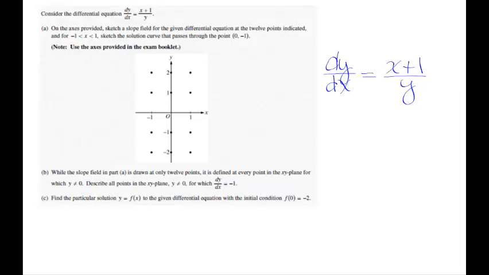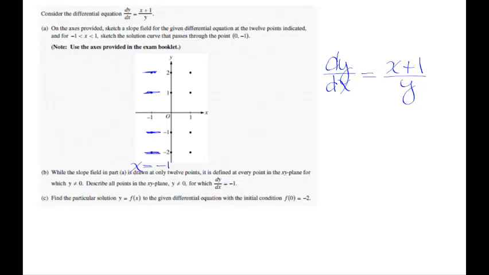So we have 12 points highlighted here, 6 above the x-axis and 6 below. Let's plug those integer values into our differential equation and see what we get. When x is -1, y is -2 at that point. -1 plus 1 is 0 over -2. The slope through this point is 0. As a matter of fact, any time that x has a value of -1, your slope is going to be 0. So I can take care of 4 of those immediately.